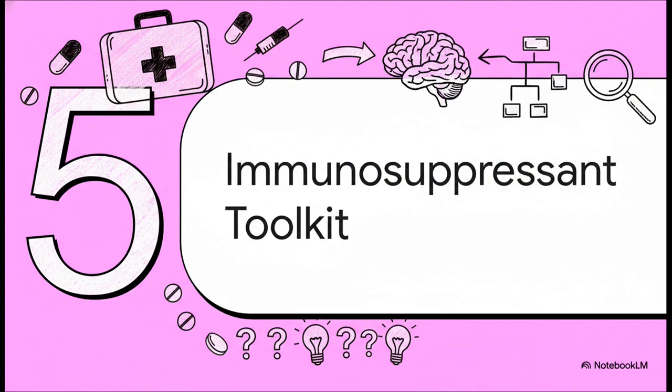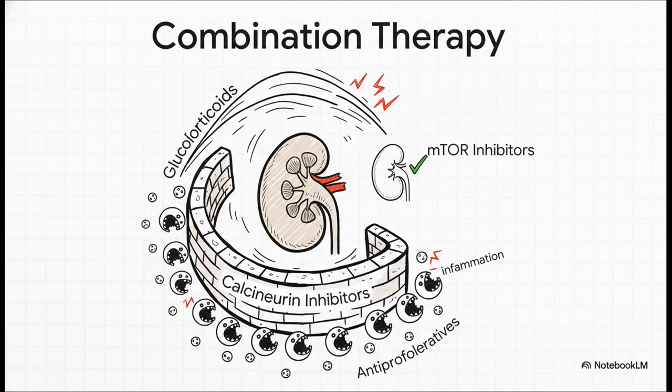Okay, we've looked at all these different classes, all these different mechanisms, so now for the most important part. How do we put it all together? As a future doctor standing in front of a patient, how do you use this knowledge? How do you build a treatment strategy? The most important principle you need to understand is this. We almost never use just one drug alone. Why? Because to get enough immunosuppression from a single drug, you'd have to use such a high dose that the side effects would be terrible. So the standard of care is always combination therapy.